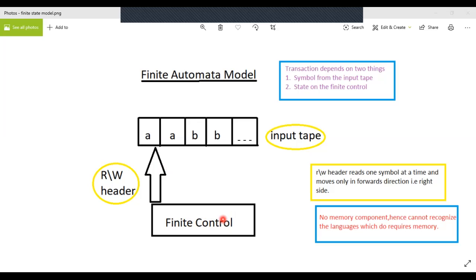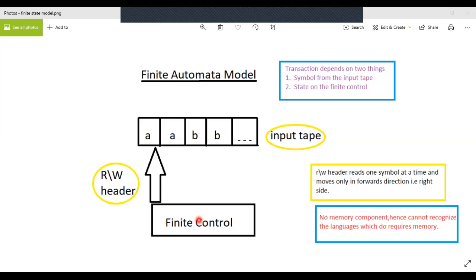So basically the transition in finite automata depends upon two things. First, what is the symbol we are reading from the input tape, and second, what is the state on the finite control. By the combination of these two things, we can define a transition or a move of the finite automata machine. Here in the graphical representation, you can see there is no memory component deployed.